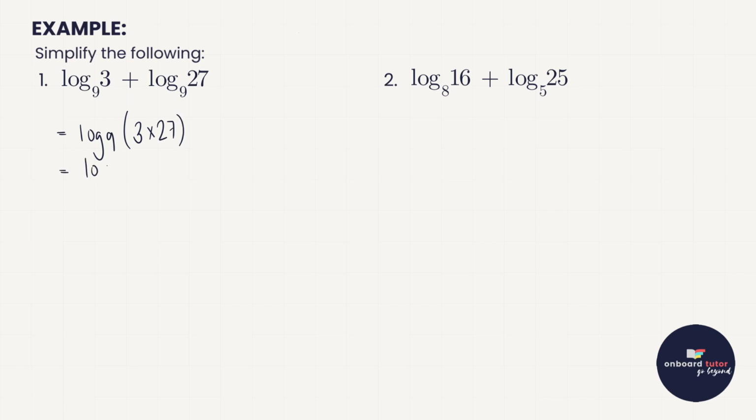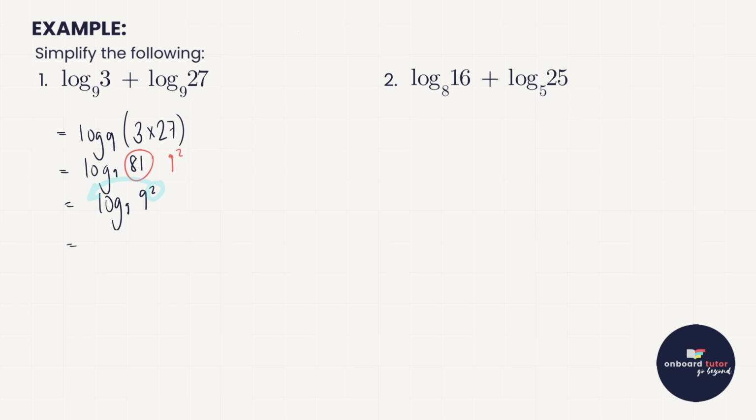Okay, so that's log 9 on our calculator. 3 times 27 is 81. Okay, now what I notice, which is fantastic, is that 81 is actually just equal to 9 squared. So I'm going to rewrite that then as log base 9, 9 squared. And then we can apply that other law where we're allowed to move the exponents down to the front of the log.